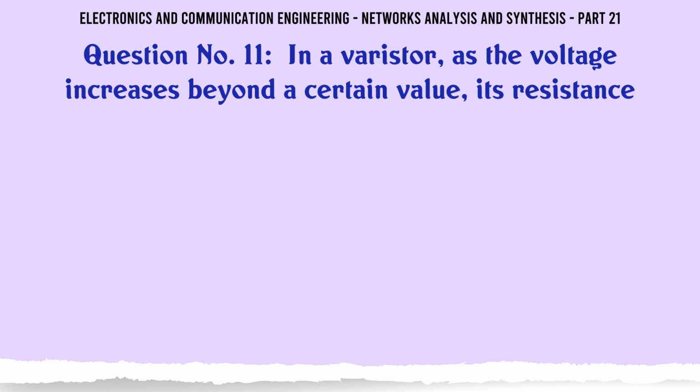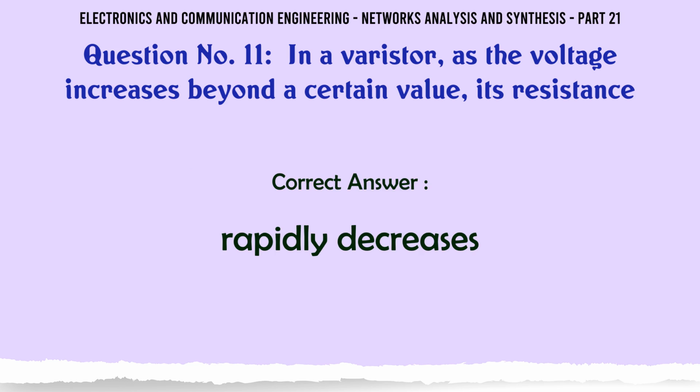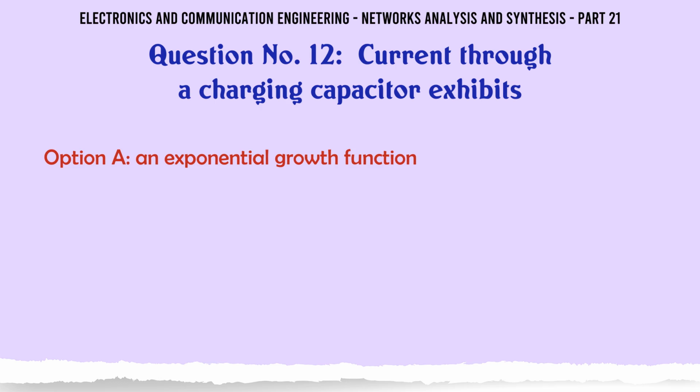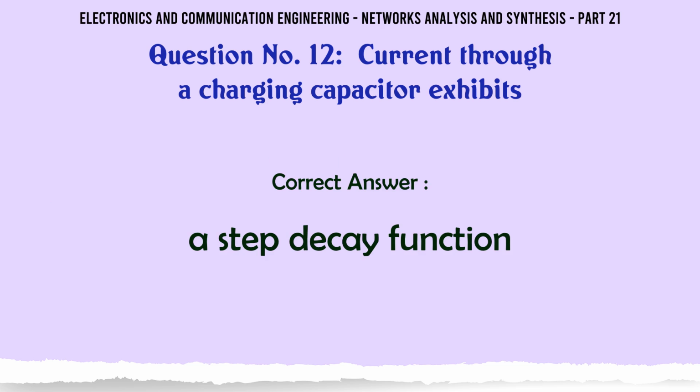In a varistor, as the voltage increases beyond a certain value, its resistance A rapidly increases, B rapidly decreases, C becomes negative, i.e. varistor goes into negative resistance region, D none of these. The correct answer is rapidly decreases. Current through a charging capacitor exhibits A an exponential growth function, B an exponential decay function, C a step decay function, D a linear decay function. The correct answer is a step decay function.